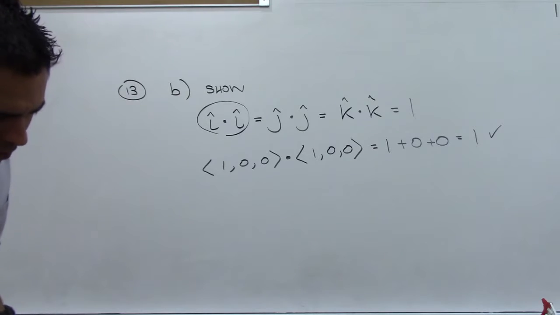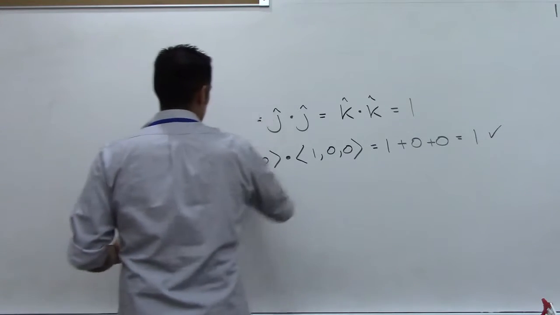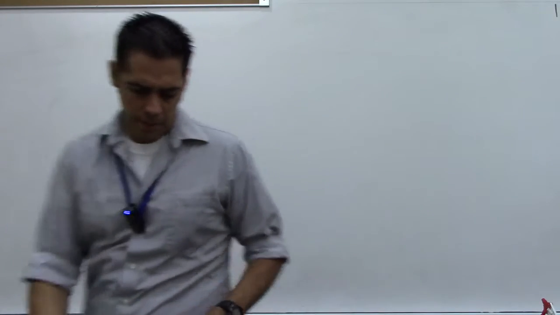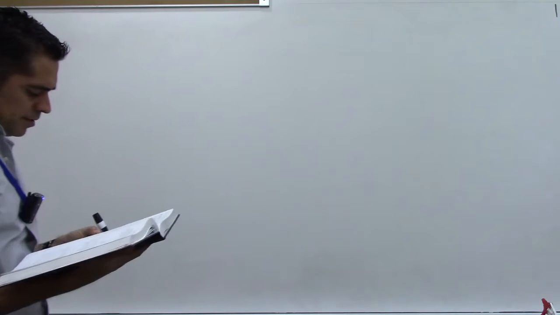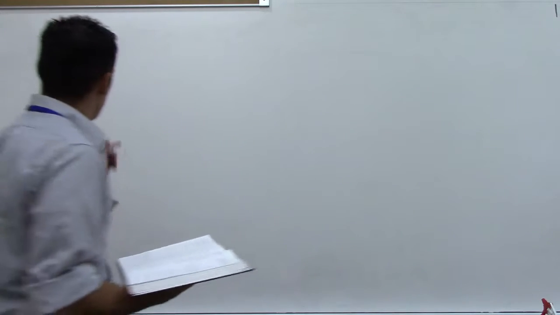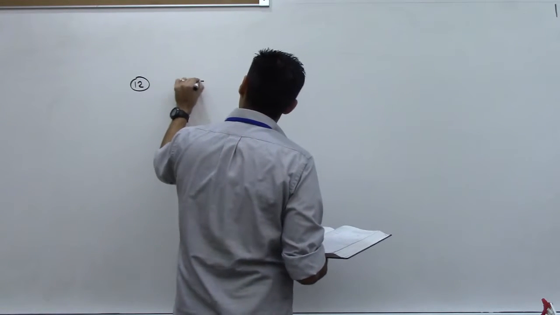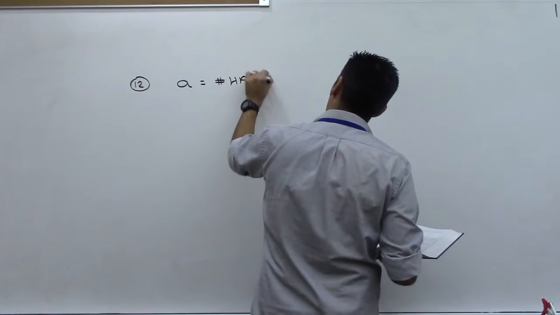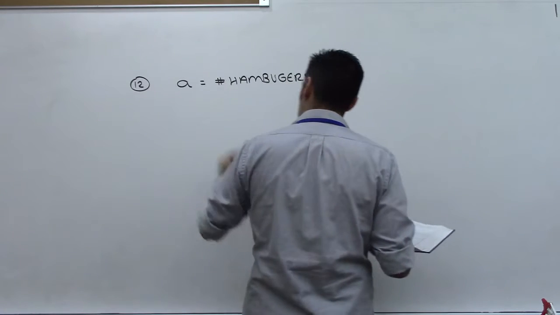All right, let's look at 14. 14 looks like a word problem. It says, a street vendor sells A hamburgers. So A is the number of hamburgers that are sold. B hot dogs.